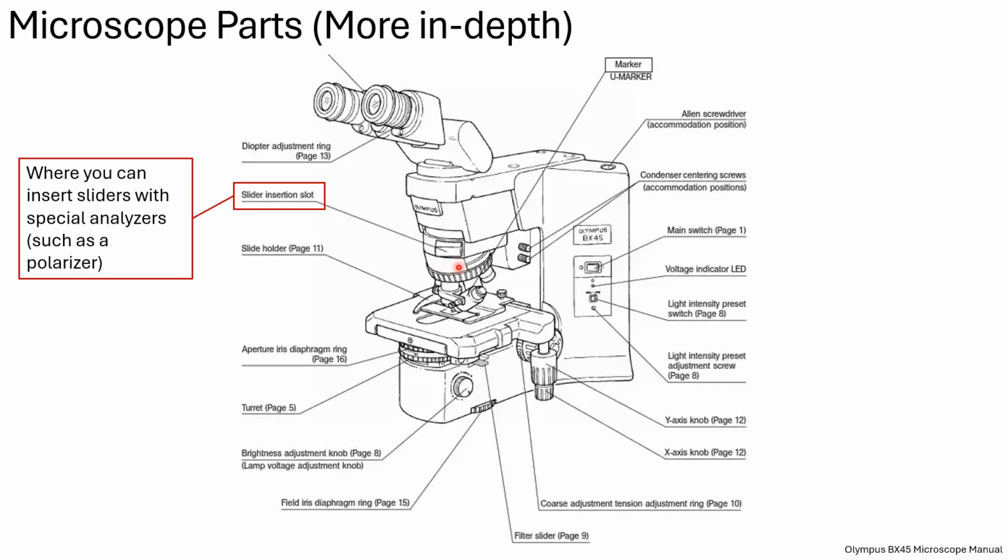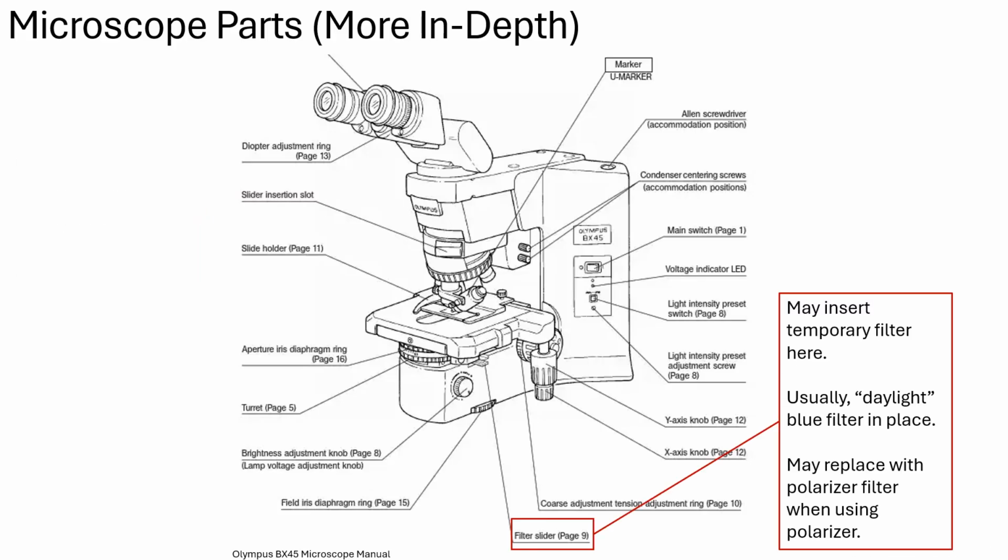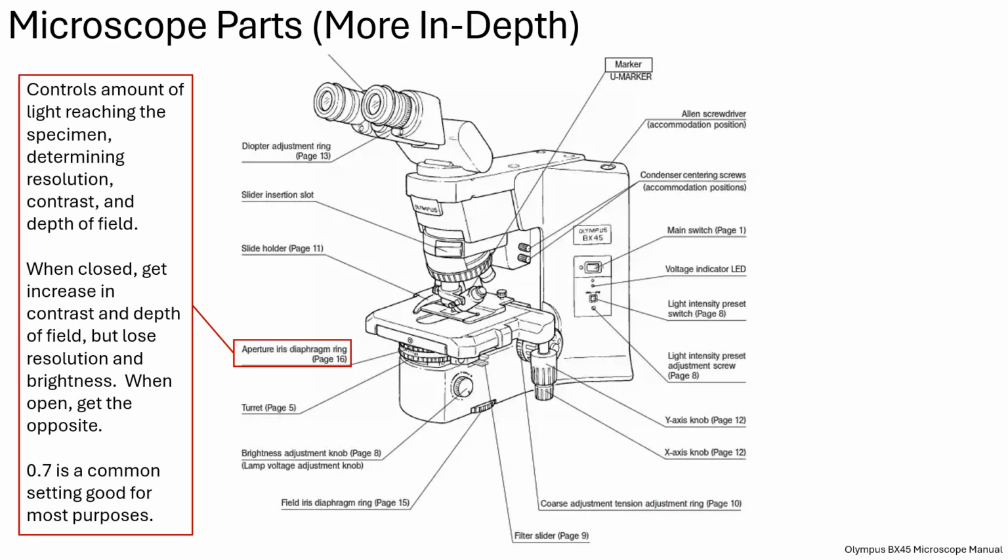Just above the nosepiece, there is a slider insertion slot. This is needed when using analyzers with special optical elements such as a polarizer. The scope will typically have a daylight blue filter in place, but it can be removed using the filter slider when other filters such as a polarizing filter are needed. You will be learning how to polarize later in this presentation.